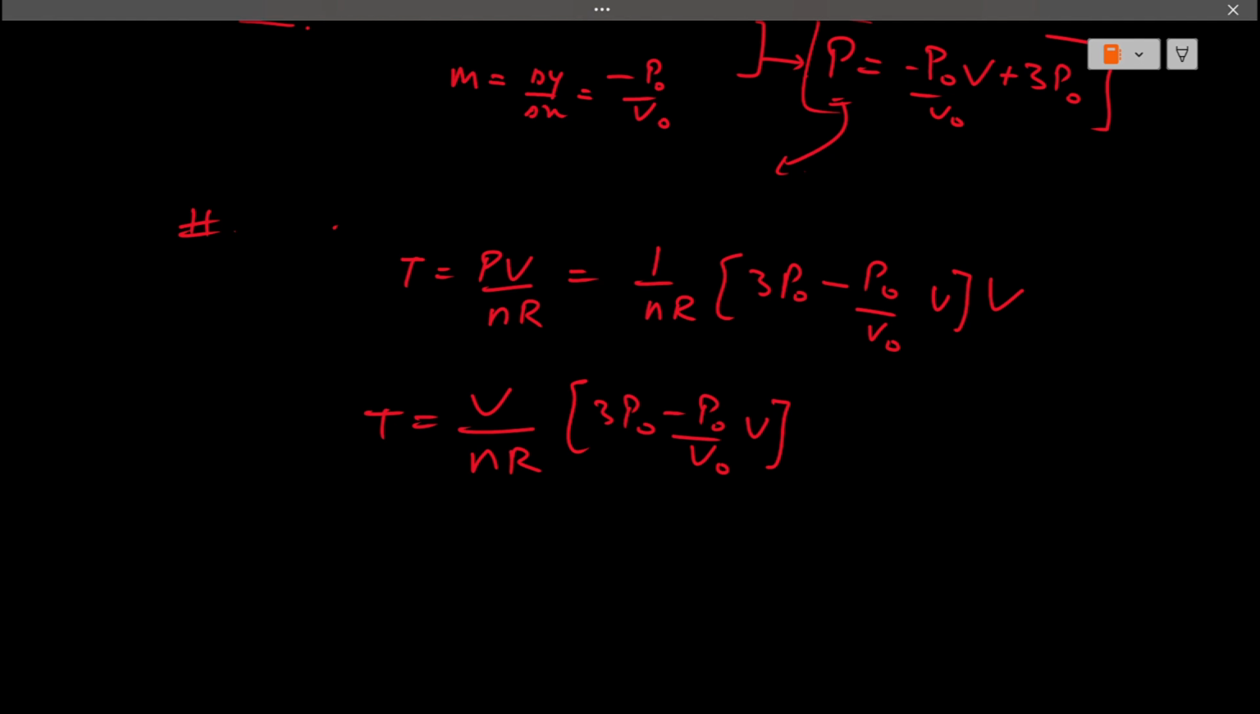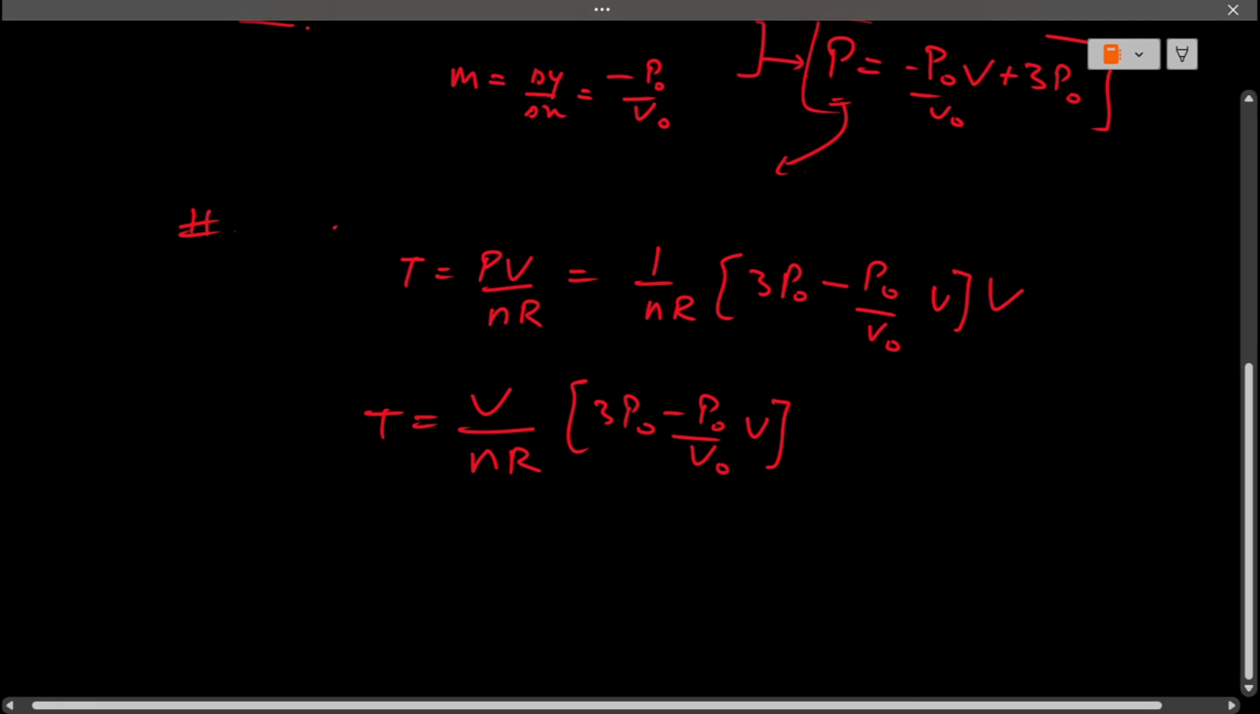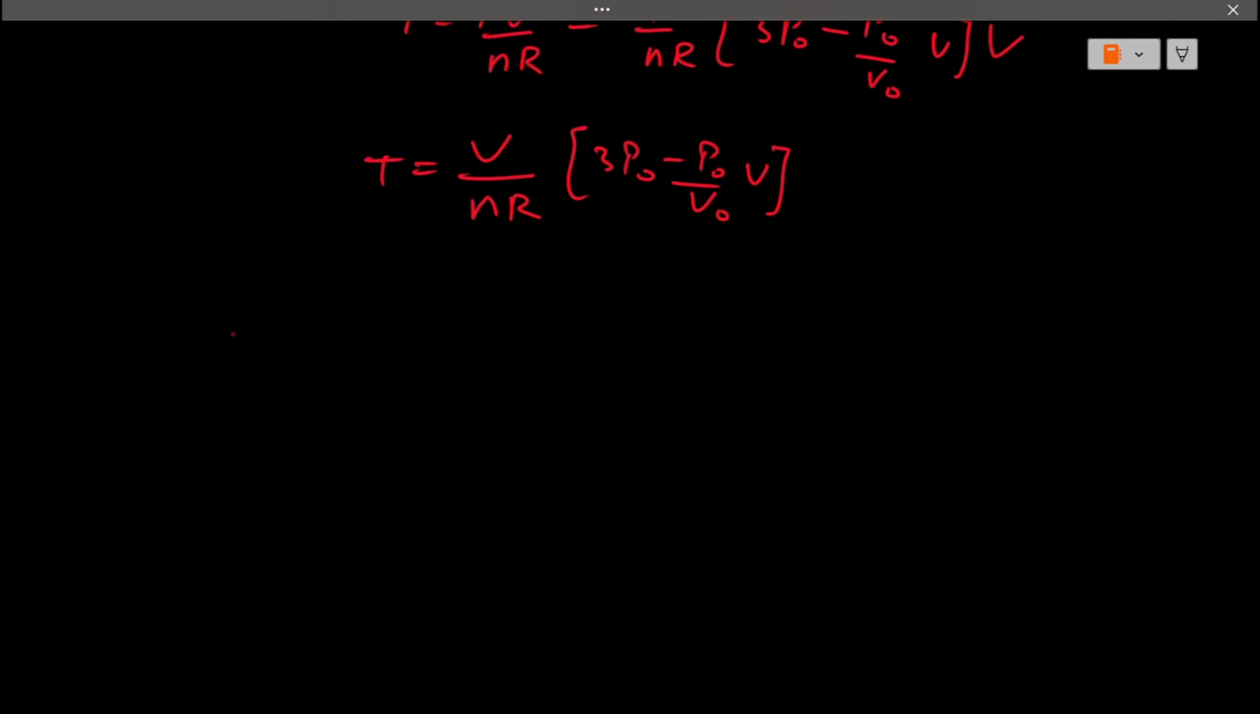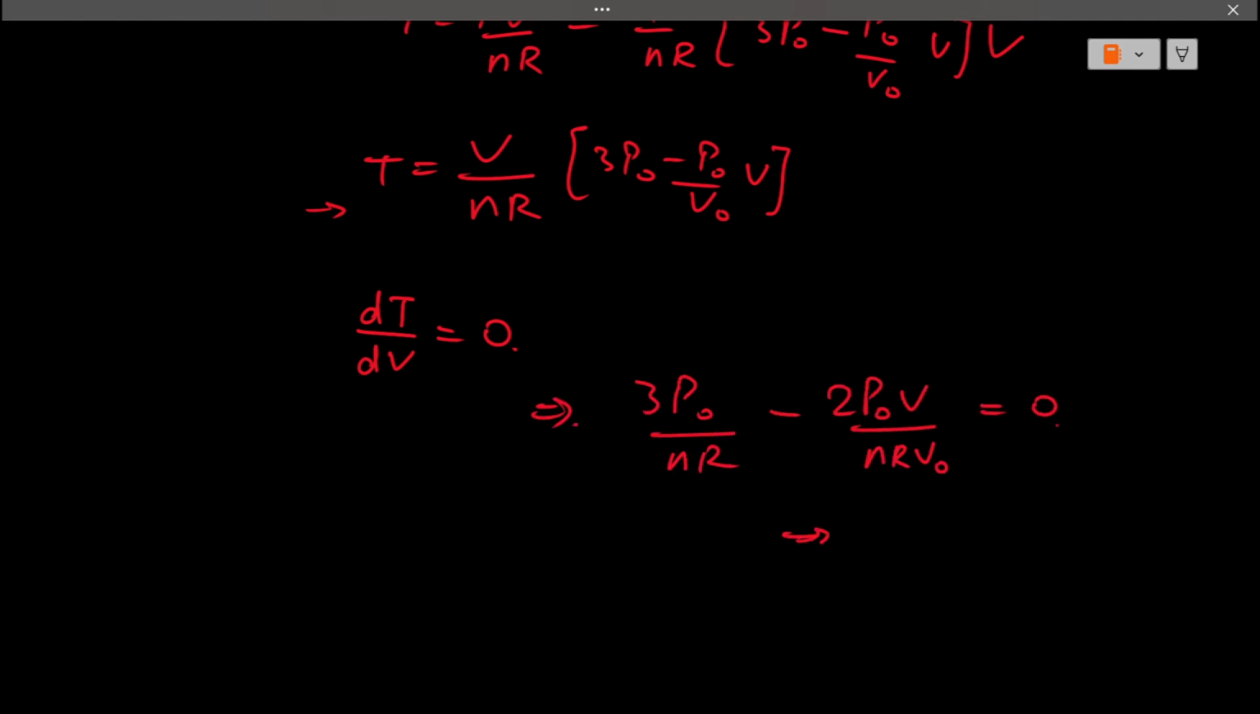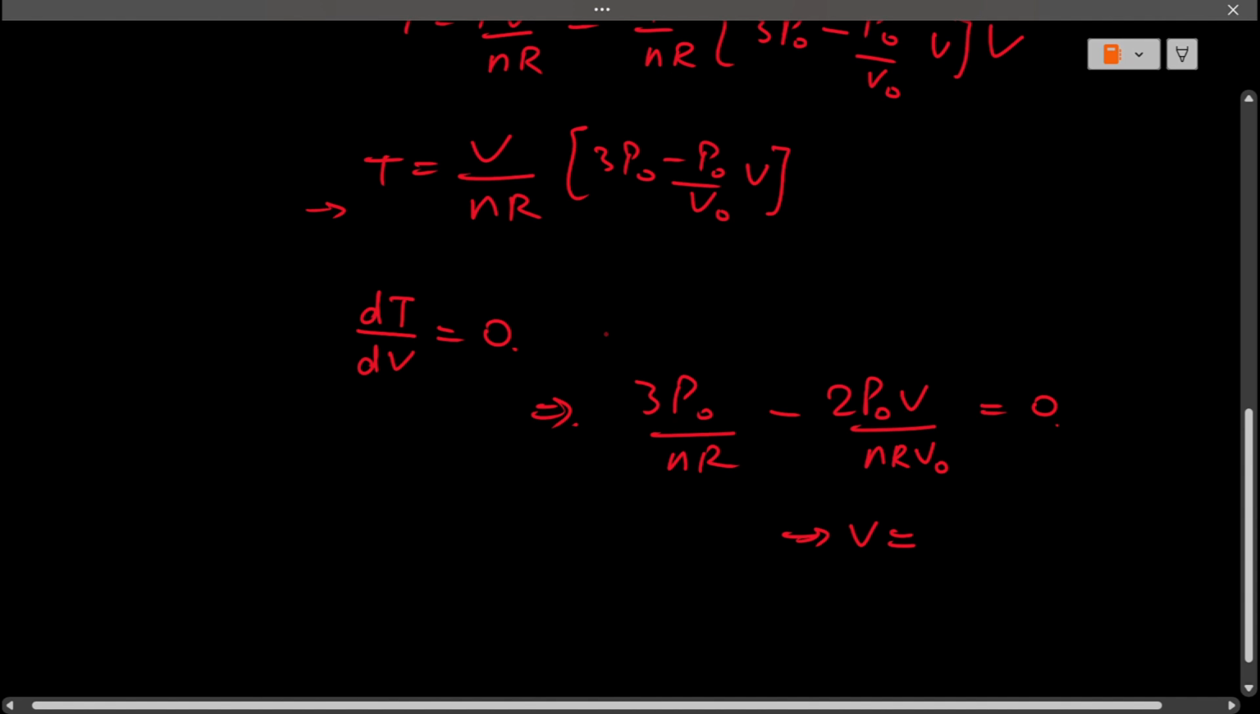what we'll be doing is maximizing this function, or finding the volume at which the temperature is maximum. So we'll set dT over dV equal to 0 to find the critical points of this new curve. Once we're onto this derivative part, we get 3p naught by nR minus 2p naught v over nR v naught. So the volume at which the derivative is 0 is 3v naught over 2.